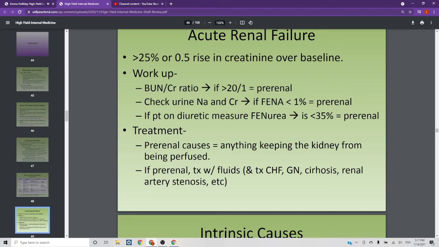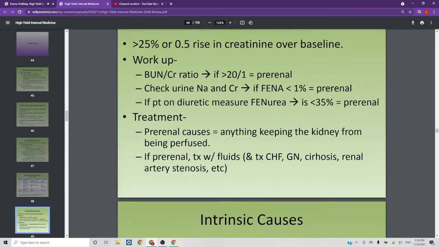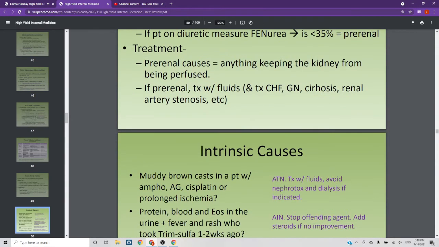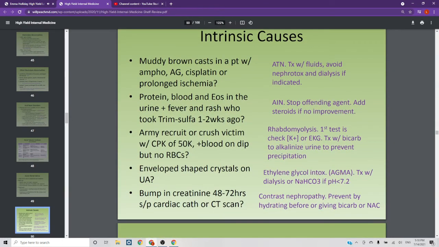So intrinsic causes are a little bit more interesting. So what would be the cause of renal failure in a patient who has muddy brown casts? They just took some amphotericin, aminoglycoside, cisplatin, and they had prolonged ischemia. Okay, ATN, good. So muddy brown casts on UA, that's the hallmark of ATN. What if the patient has protein in the pee, blood in the pee, eosinophils in the pee, and they also have a fever and a rash after they took some trimsulfa?